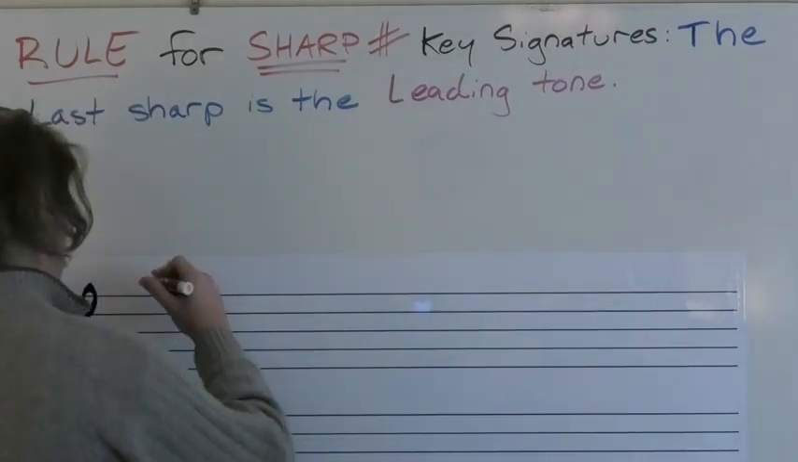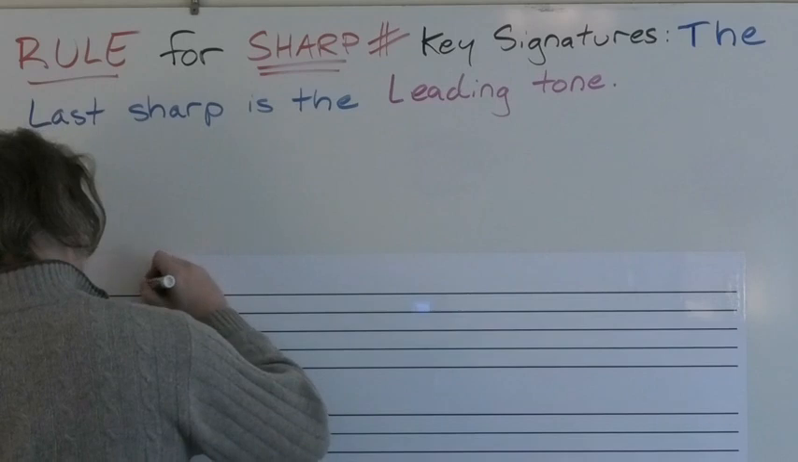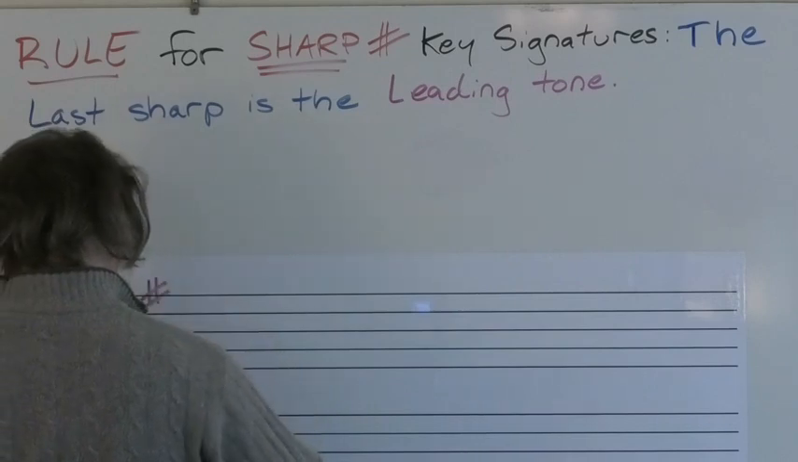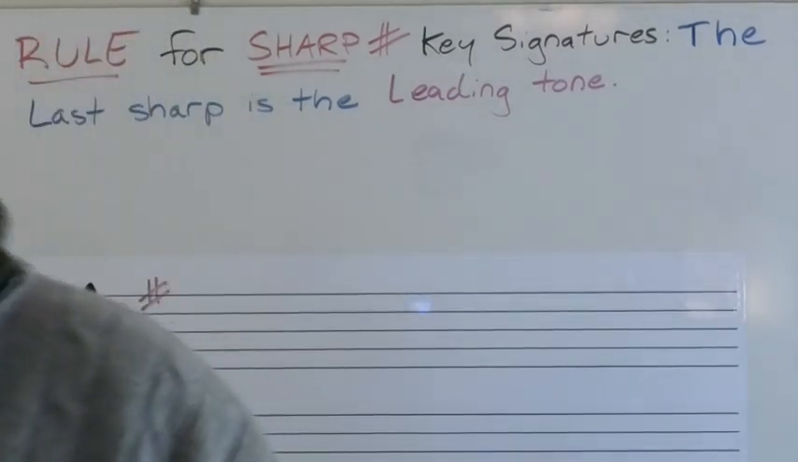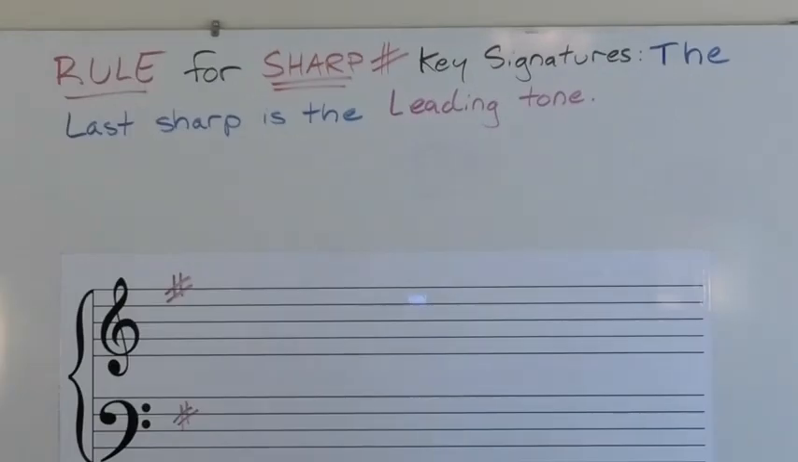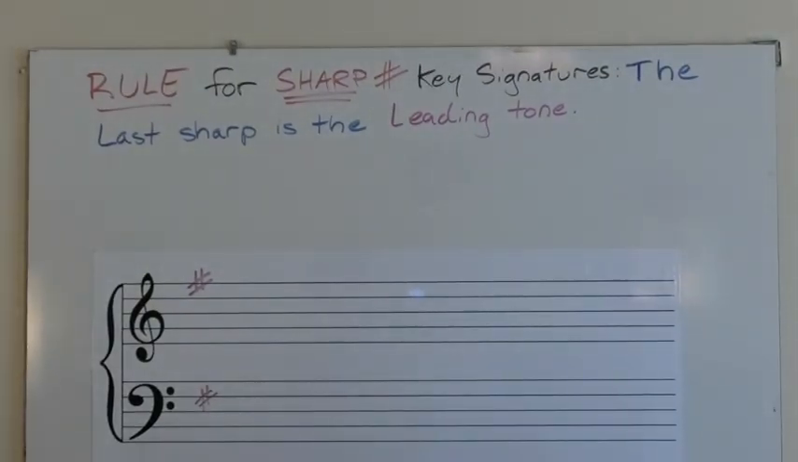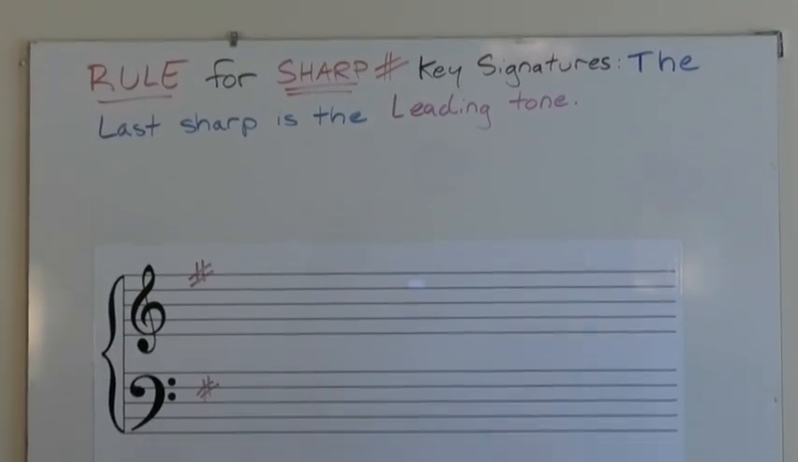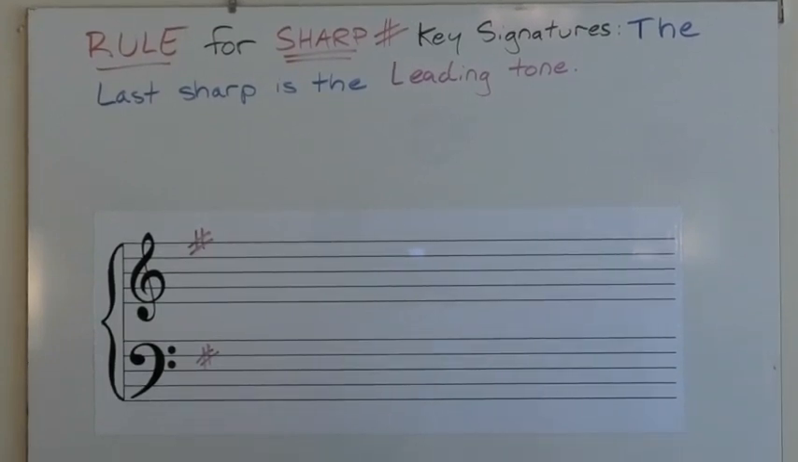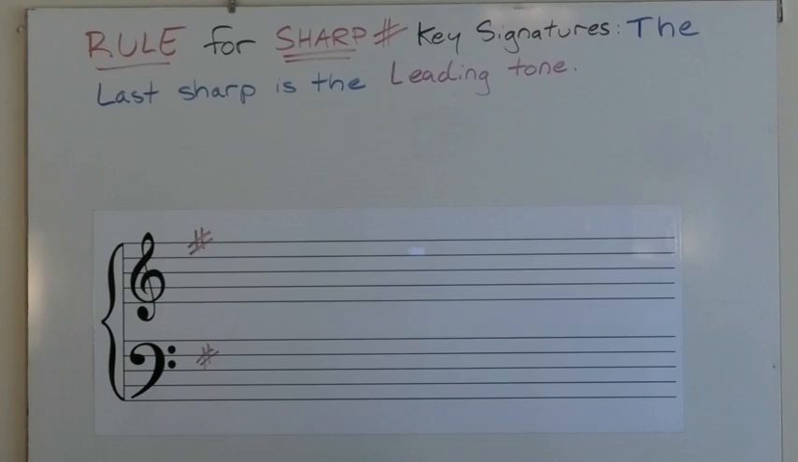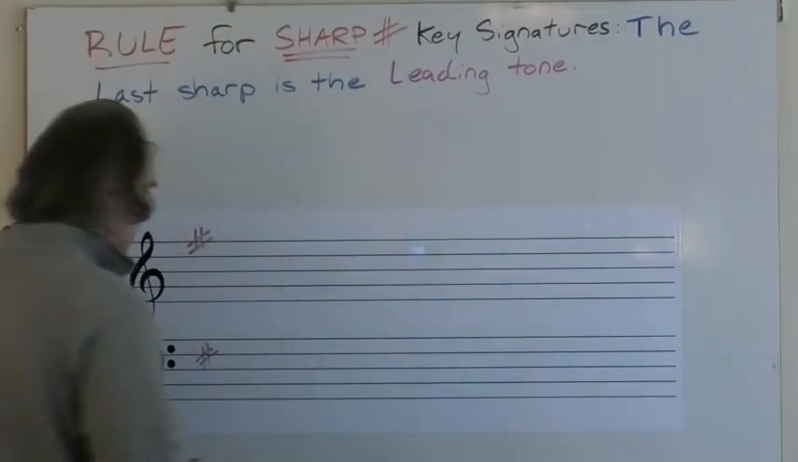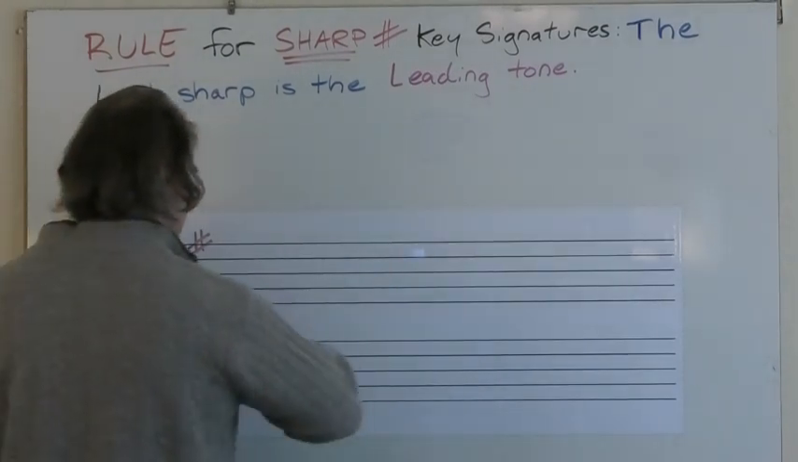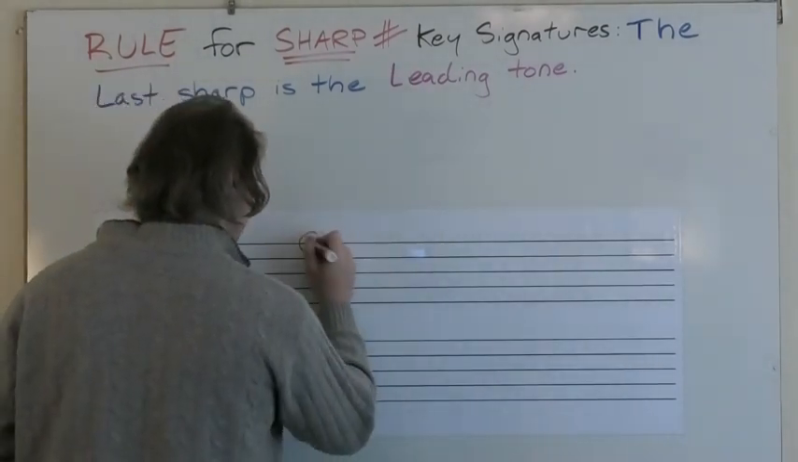Here's a key signature. How many sharps are in this key signature? One, in each clef. So that, my friend, is the key of G. Why is it G? What sharp is this? That is the F sharp.